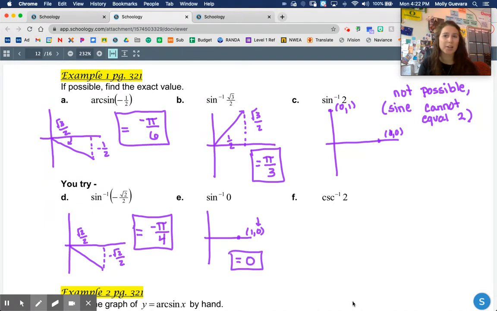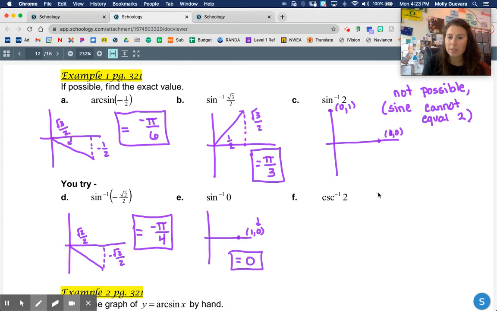We're not using 2 pi because I have not gone all the way around. My answers have to be somewhere between pi over 2 and negative pi over 2, so I can't use 2 pi. Just like here, I wouldn't be able to use 7 pi over 4. My answer has to be between negative pi over 2 on the bottom and positive pi over 2 on the top.